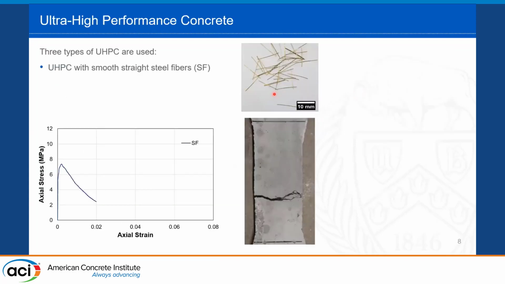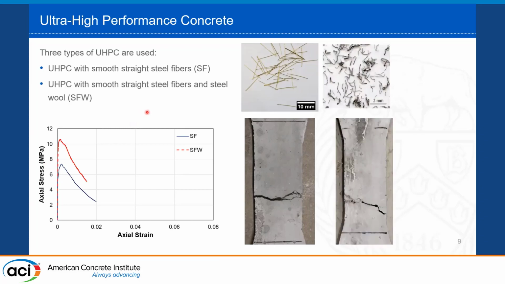So the objective here is to compare different tensile behaviors of UHPC. I'm using three types of UHPC in this study. The first one uses smooth straight steel fibers, 13 millimeter by 0.2 millimeter. When doing a uniaxial tension test on this specimen, we usually get one or two main cracks, and it has a moderate tensile strength and strain softening behavior.